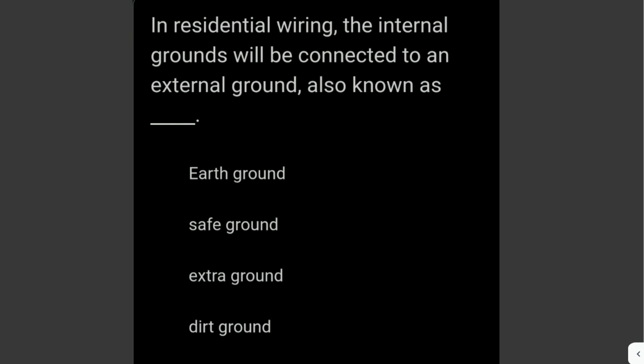In residential wiring, the internal grounds will be connected to an external ground, also known as earth ground, safe ground, extra ground, or dirt ground. The answer is earth ground. So it is also known as earth ground. The earth acts as the largest ground reference point and is used to dispense electrical charge to prevent shock.